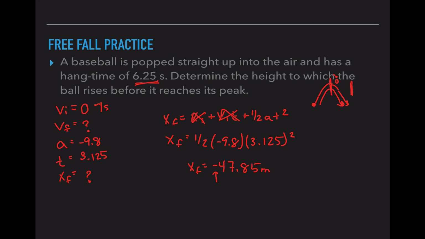Now this value happens to be negative because we used the second half of this trip. So technically it was starting at XI being 0 and ending with XF being at the ground. So that's just a directional negative. If we are talking in terms of height off the ground, we are going to disregard that negative sign.